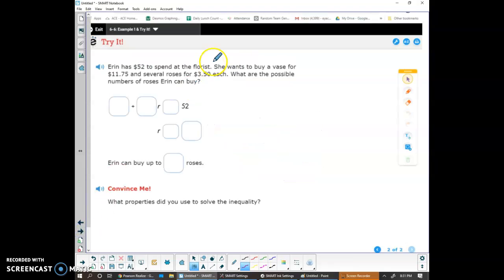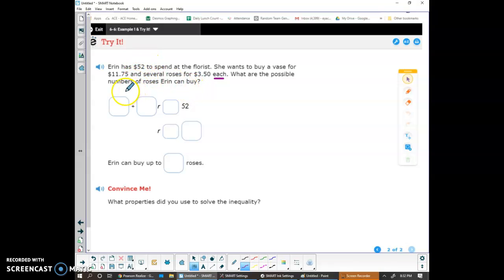Let's look at a couple word problems here. Now, make sure you look at the word problems in the book, examples 1 and 2. These are just some try it ones to go along with it. All right. Erin has $52 to spend at the florist. She wants to buy a vase for $11.75 and several roses for $3.50 each. What are the possible numbers of roses Erin can buy?